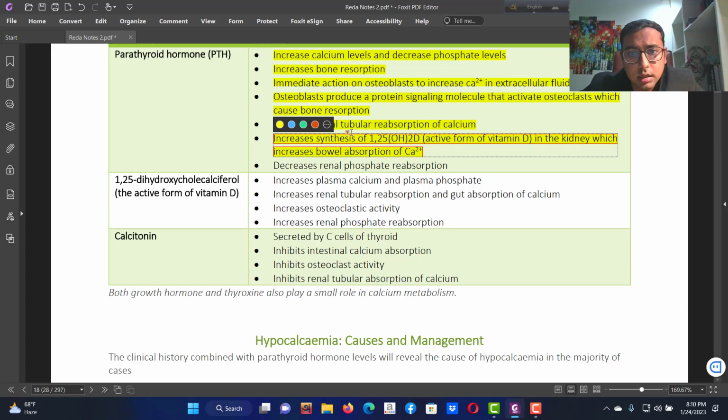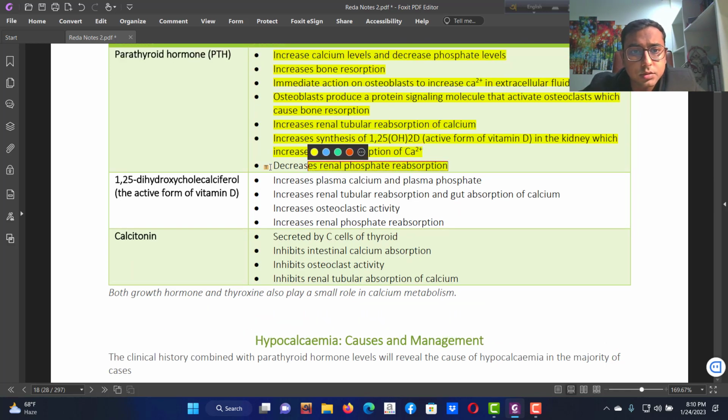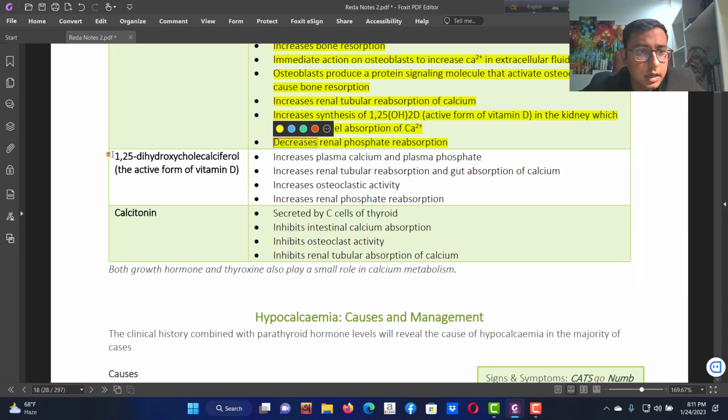So this is part of vitamin D, which helps to indirectly increase calcium absorption from the gut. So it is an indirect action of parathyroid hormone. And it decreases renal phosphate reabsorption. So parathyroid hormone hates phosphate, and it decreases reabsorption of phosphate. And 1,25 likes both phosphate and calcium. So it increases renal phosphate absorption and increases plasma calcium and plasma phosphate also. It increases osteoclastic activity, renal tubular reabsorption and gut absorption of calcium also.